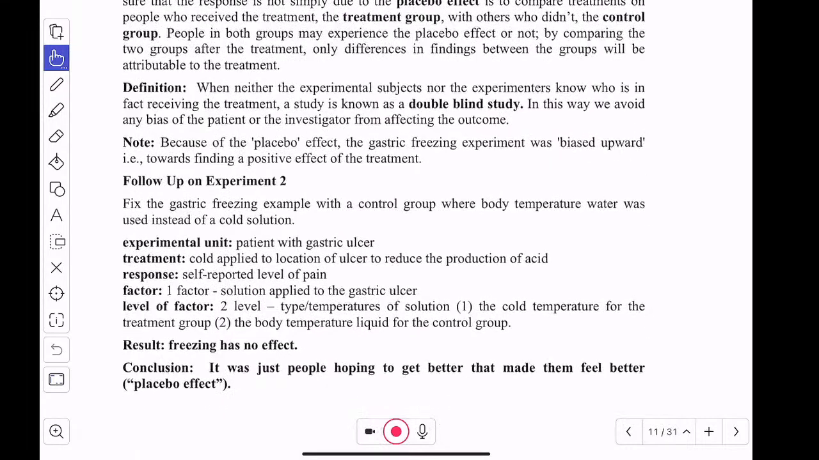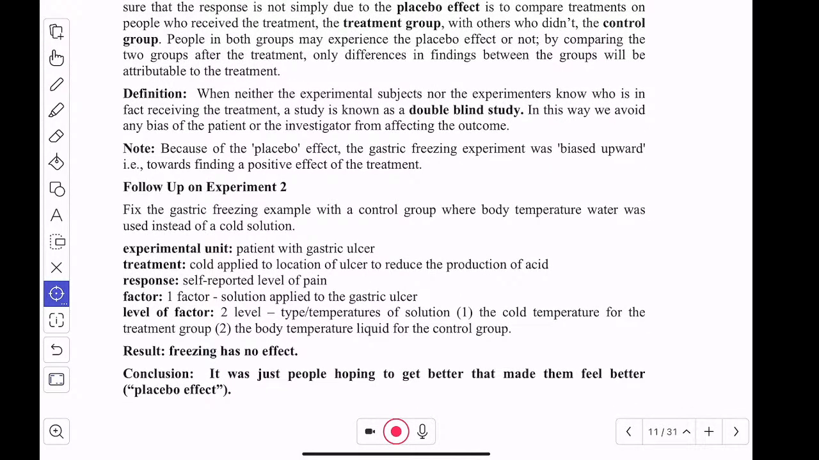And let's see if I can outline the actual experiment that is a good experiment. Here we're going to invite our patients and then randomize them into treatment and control group. The treatment would be a cold solution applied to the location of an ulcer to reduce the production of acid. The response would be their self-reported level of pain. The factor is still, so these are all the same, the solution applied to the ulcer. But what's going to change is the level of the factor. The treatment group will get this cold temperature solution, and the control group would just get a body temperature liquid. It would behave like a body temperature liquid in the body.